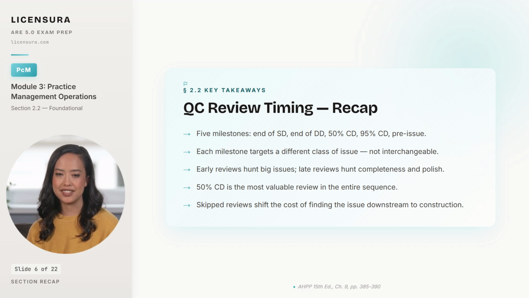The 50% CD review is the single most valuable checkpoint in the entire sequence, because technical development is mature enough to test, but immature enough to fix. And the firms that skip reviews do not save the time they think they save. They shift the cost of finding each issue downstream into construction, where the same find costs 10 or 20 times what it would have cost at the right milestone.